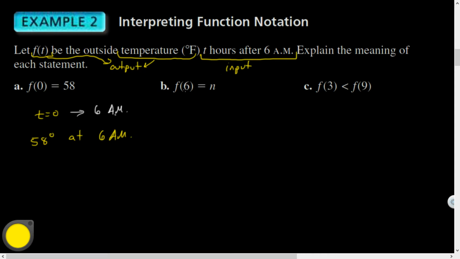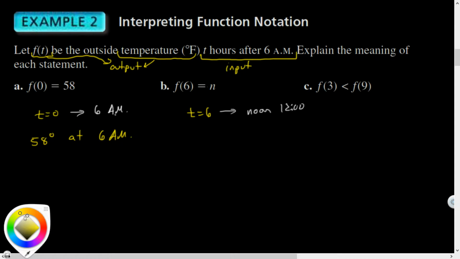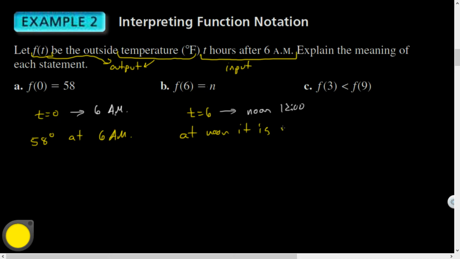What if the input is 6, what does that mean in terms of time? If t equals 6, what time is it? Well, if t measures hours after 6 a.m., what is 6 hours after 6 a.m.? That's noon, that's 12. So at noon, the output here is n. I don't actually know the value. All I know is that at noon, it is n degrees. That's all that this represents.